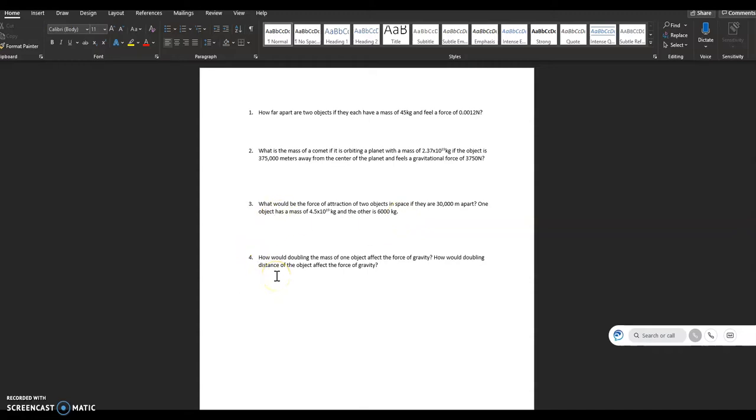So let's go ahead and do the knowns and unknowns for this. Perfect. So what's given is distance is 30,000 meters. The mass of one object, a rather massive object, is 4.5 times 10 to the 19th. And then the mass of the second object is 6,000 kilograms. Okay. What we're looking for is that force of gravitational attraction.